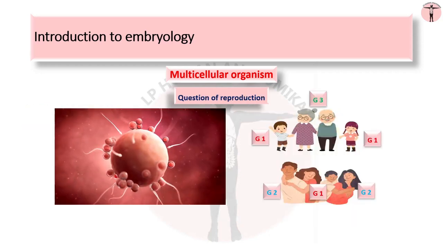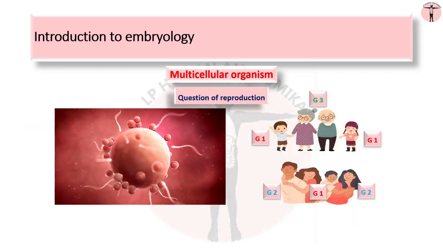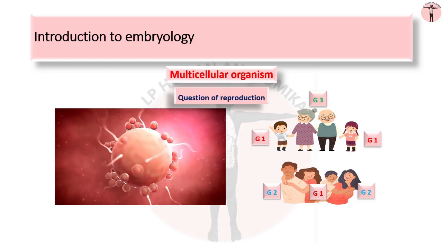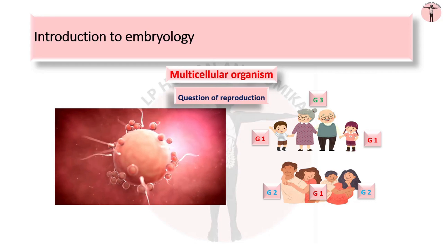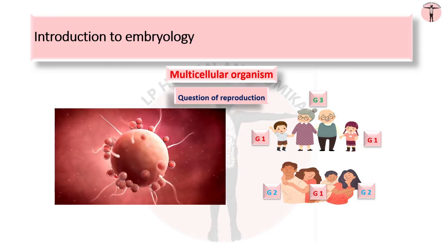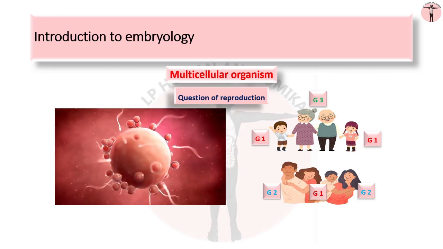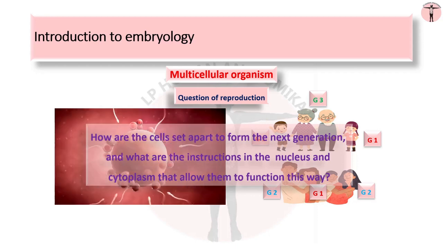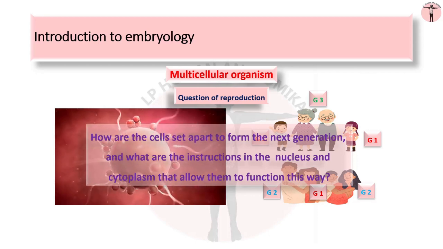The question of reproduction. The sperm and egg are very specialized cells. Only they can transmit the instructions for making an organism from one generation to the next. How are these cells set apart to form the next generation? And what are the instructions in the nucleus and cytoplasm that allow them to function this way?